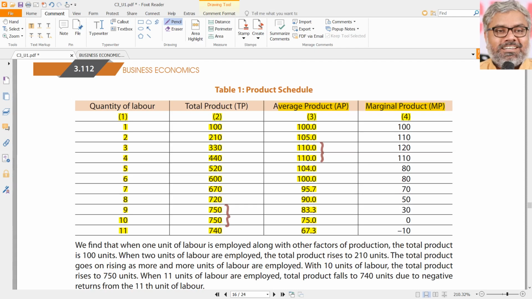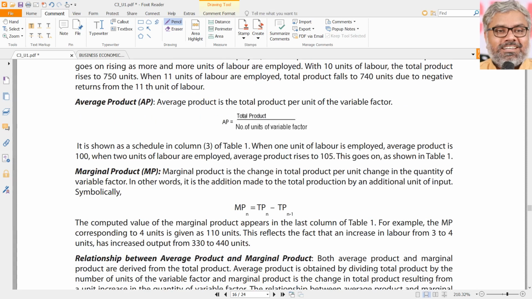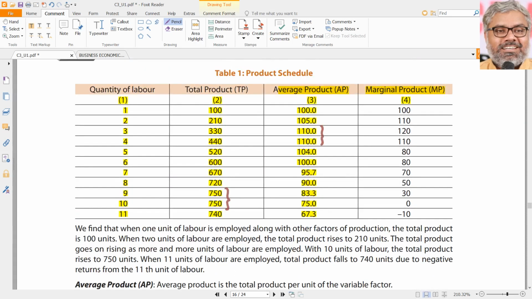Now look at the third concept, that is marginal product. The marginal concept we know already. What is the marginal concept? The total product of n units of variable input minus the total product of n minus 1 units of variable input. So for the first unit of labor, 100 units of total product is there. Naturally, the marginal product will be 100 only. For the second unit of labor introduced, total product increased from 100 to 210.